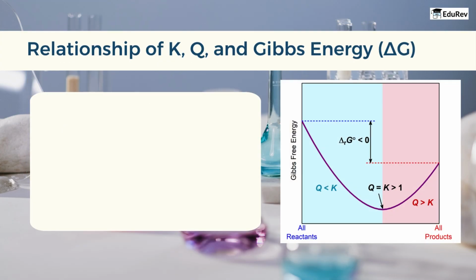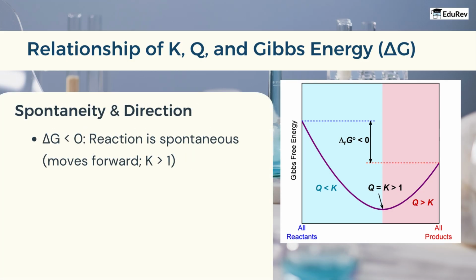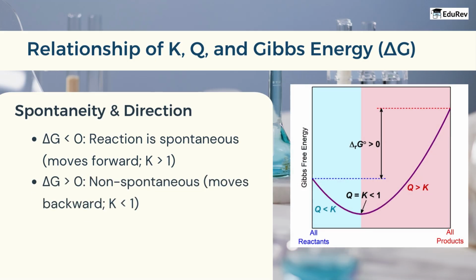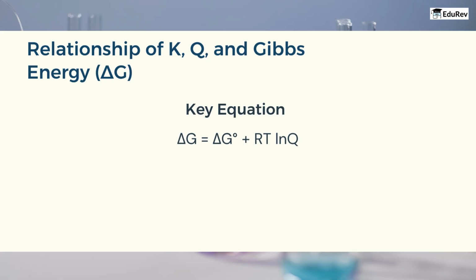Let's study the relationship between K, Q, and Gibbs free energy, delta G. Equilibrium constants do not indicate reaction speed, but are closely related to Gibbs free energy change. If delta G is less than 0, the reaction is spontaneous, it proceeds forward, and K is greater than 1. If delta G is greater than 0, the reaction is non-spontaneous, it proceeds backward, and K is less than 1. If delta G equals 0, the system is at equilibrium, no net change occurs. Delta G equals delta G naught plus RT log Q.